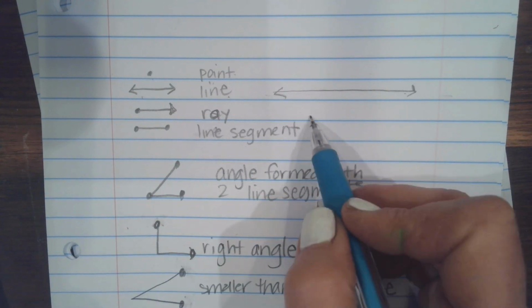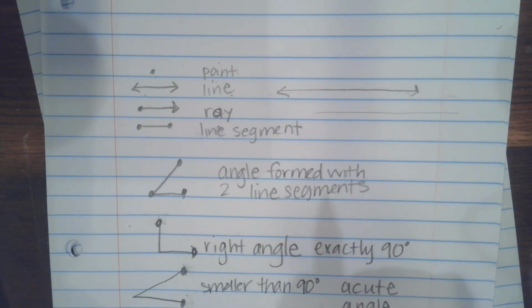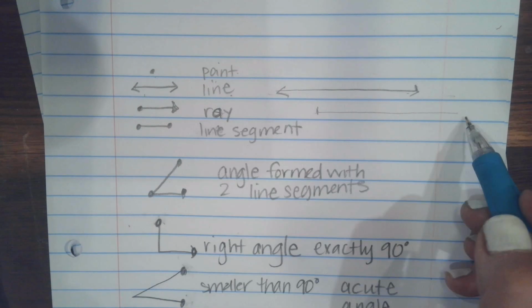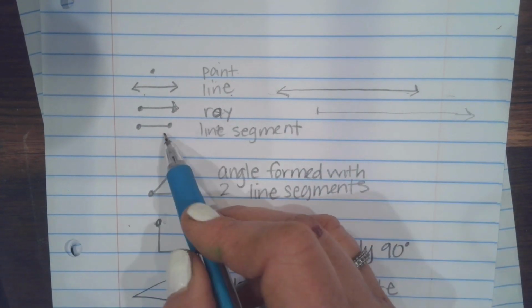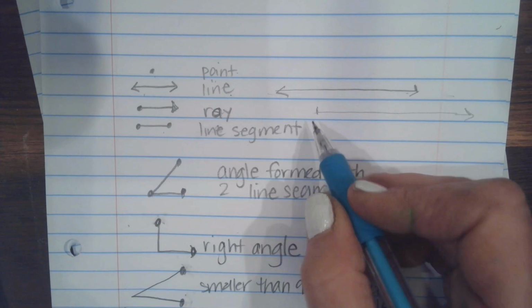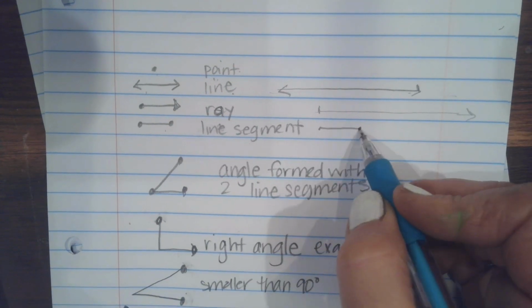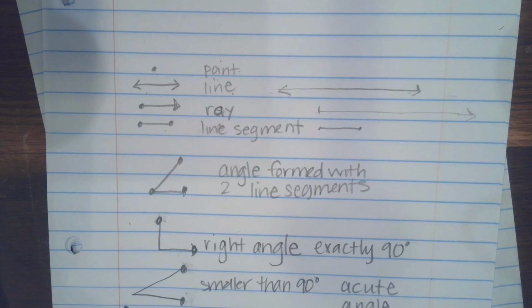So it has a point and then it goes on and on in one direction, it has a starting point, and then it does not have an end point. A line segment has a starting point, the line, and then it ends.